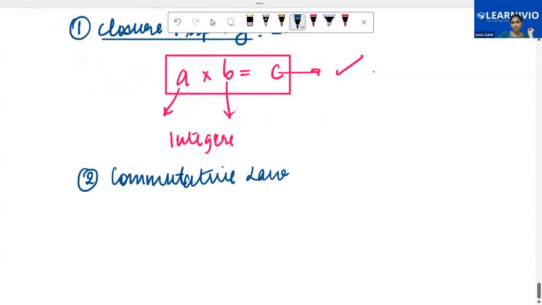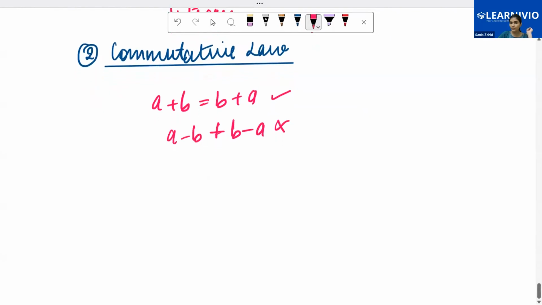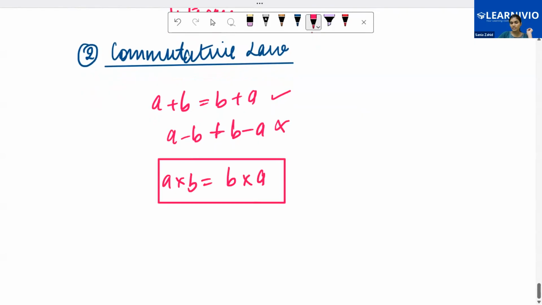Talking about the commutative law, what was the meaning of commutative law for addition and subtraction? It meant whenever I'm adding two integers, I'll get the same answer even on reversing the order. So it was true for addition, but not true for subtraction, right? Will it be true for multiplication? Do you think a into b will be equal to b into a? Yes, it is true.